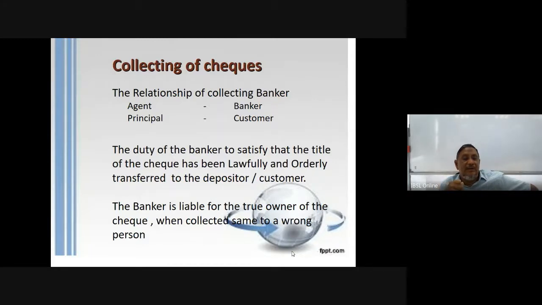from the drawer for a value. When the bank is collecting a check, the bank has to collect for the true owner of the check. True owner of the check. Under the Bills of Exchange Ordinance, Section 82, the banker is liable to the true owner of the check when it collects the same for a wrong person. Okay, so the bank is liable only to the true owner.